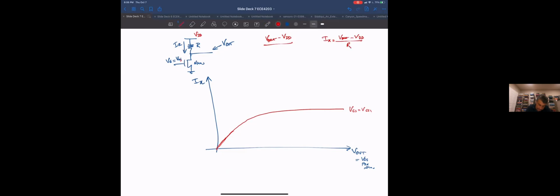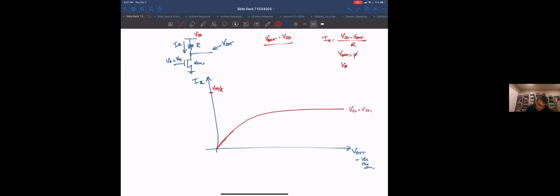Oh, I hope I don't get that one wrong. Sorry, wrong. Look at what the points are here. I did draw it wrong. It's VDD minus V out. Okay, so let's take a couple of cases. When V out is 0, basically we have VDD over R as the current. So it'll be VDD over R.